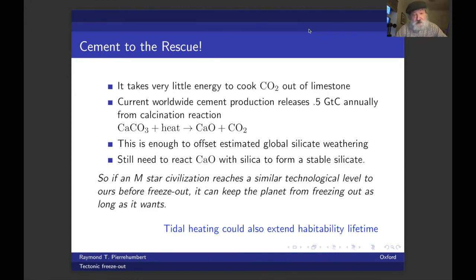Now, with natural non-technological processes, there's also the possibility of extending habitability time with tidal heating, which is a subject for another talk. Thank you for listening, and I'm looking forward to the subsequent discussions.